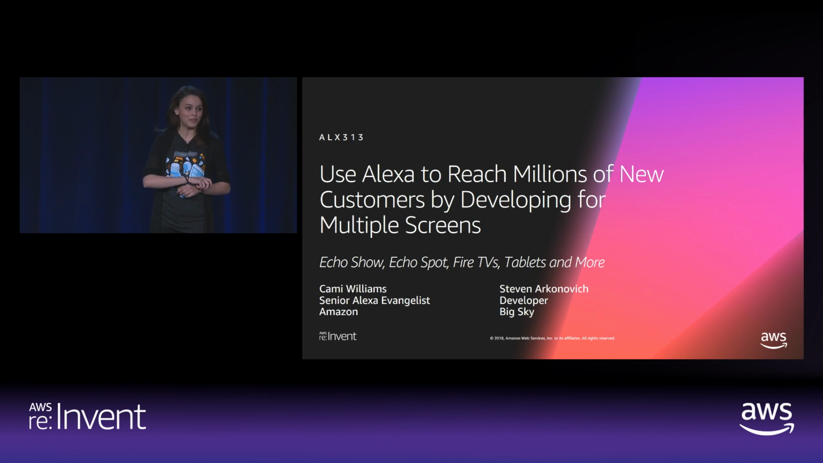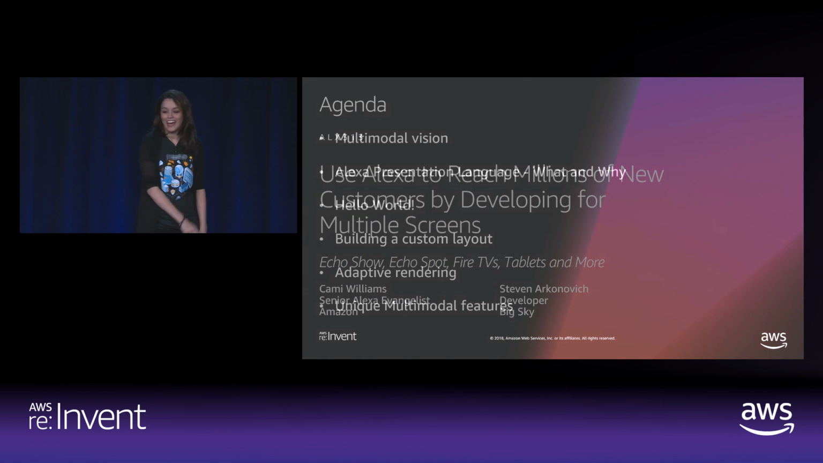We're going to dive right in because we have a lot of content to present in a short amount of time. This is using Alexa to reach millions of new customers by developing for screens. My name is Cami Williams, and I'm an Alexa evangelist. We also have Steve Arkonovich, one of our stellar skill builders. Also want to shout out in the room Arun, our senior program manager, and we have Jamie as well, our senior UX designer. So if you guys have any questions after, definitely go to them and not me because I'm tired.